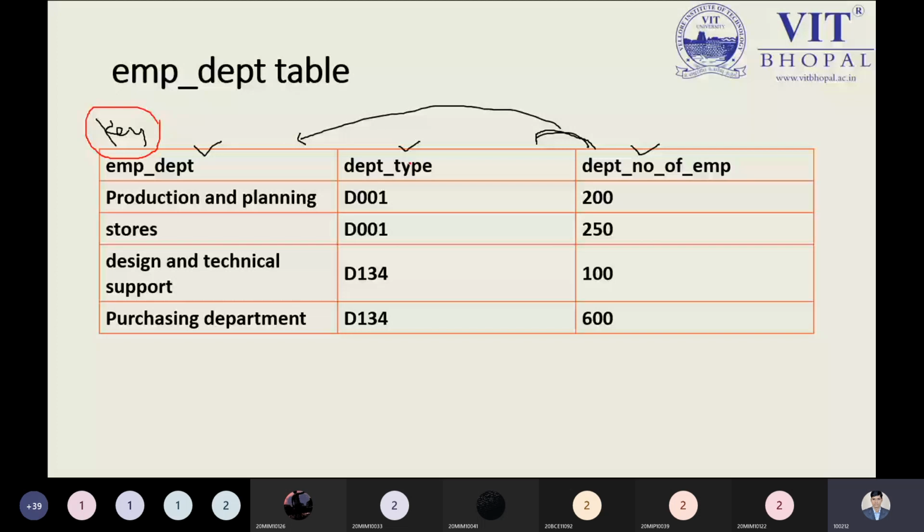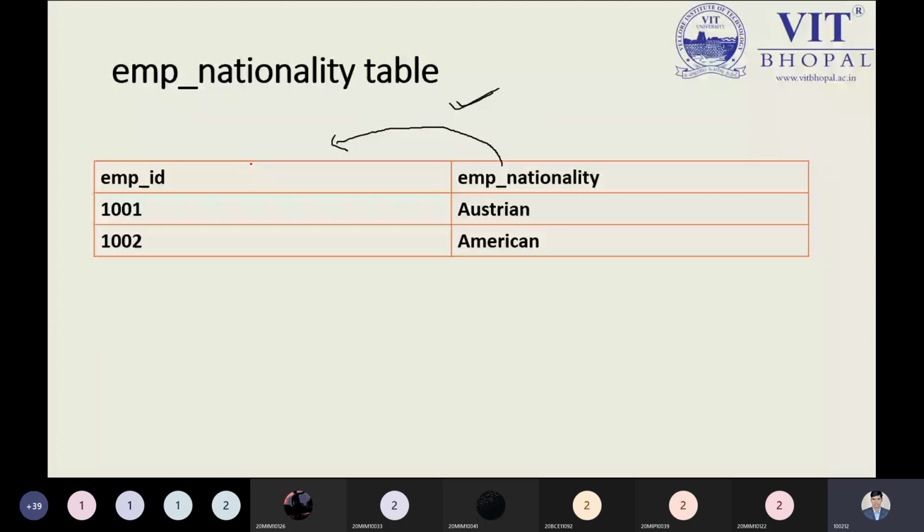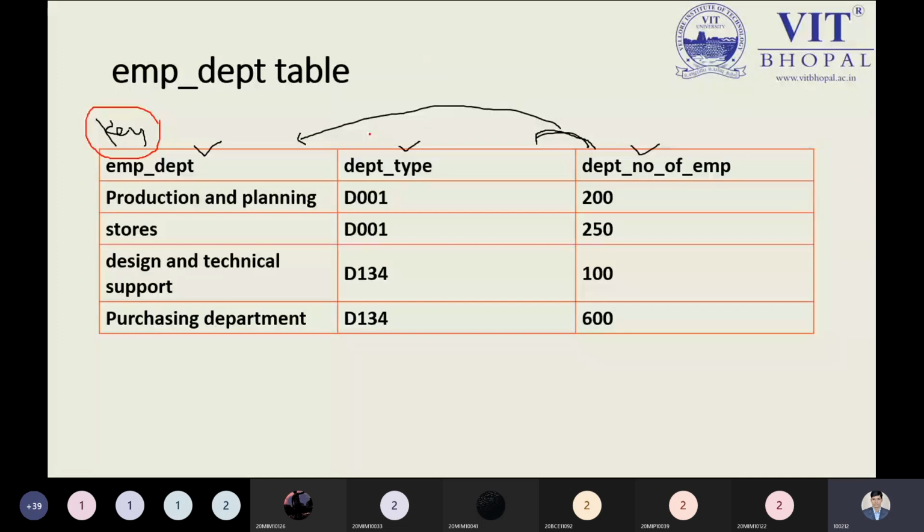So what is the problem you are having right now? Can anyone tell me what the problem is? We are dividing our relation into two parts. One is employee nationality, with employee ID and employee nationality, and here we have another relation which is known as the employee department, in which we have the employee department attribute, department type, and number of employees inside the department. So can anyone tell me what is the problem we are having over here?